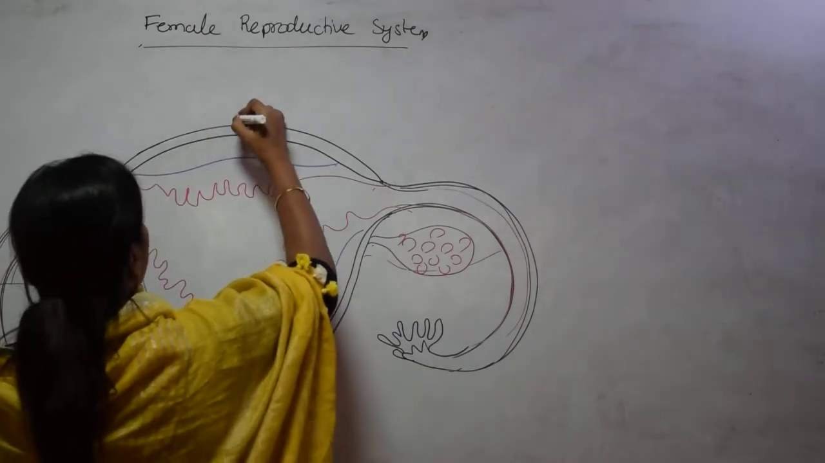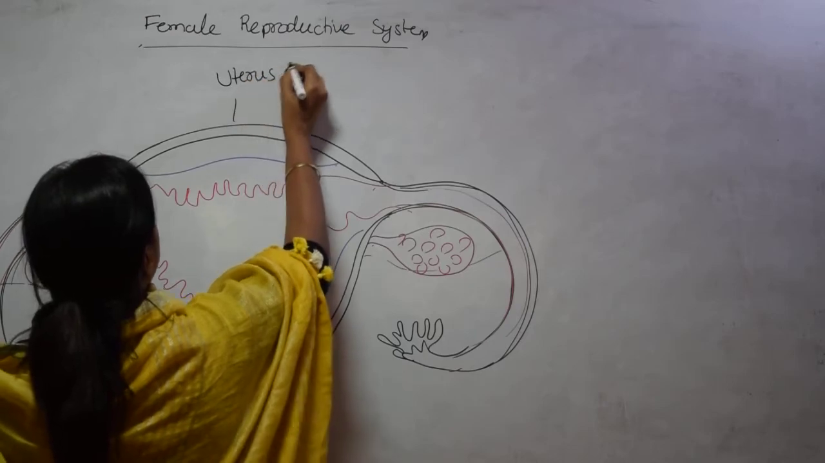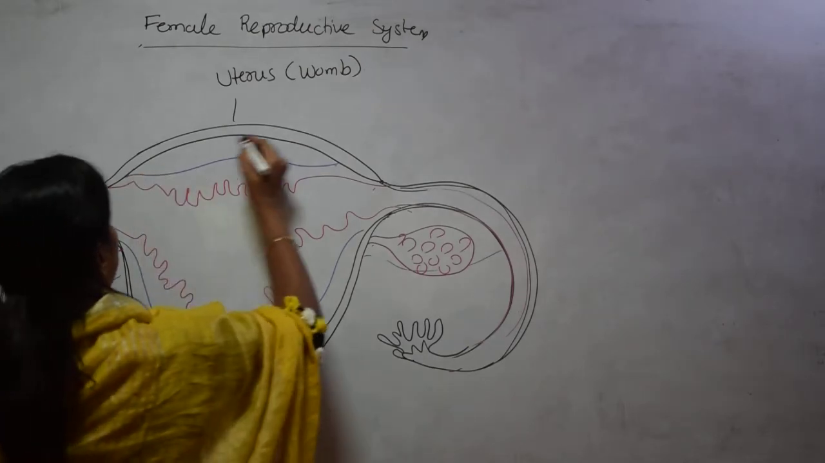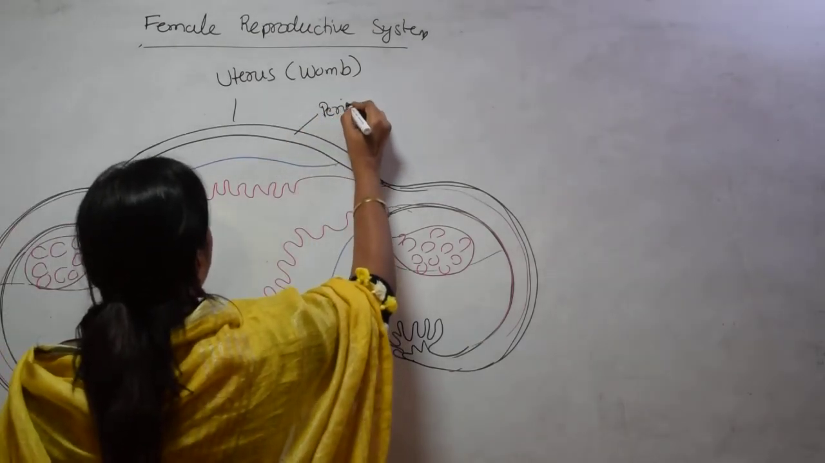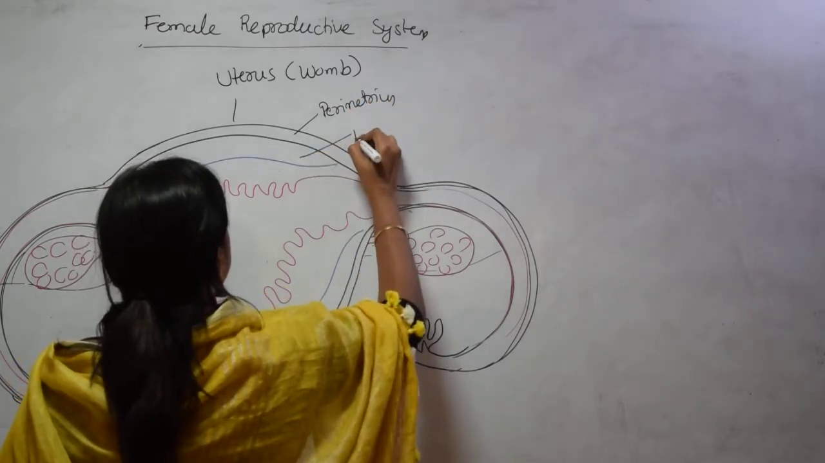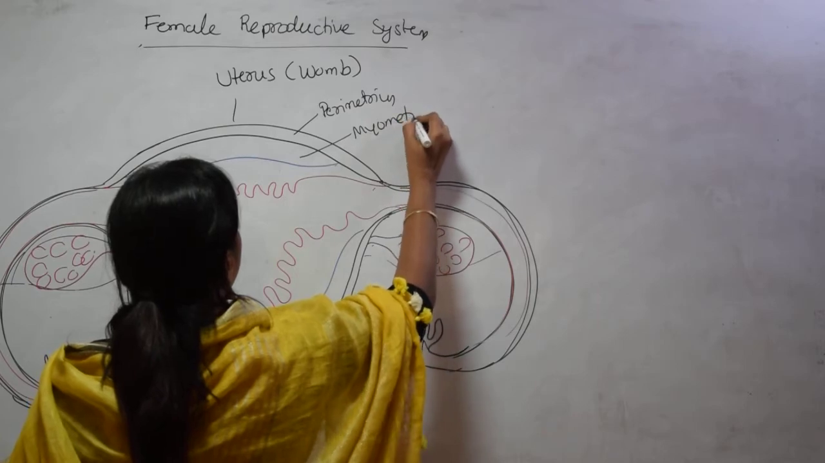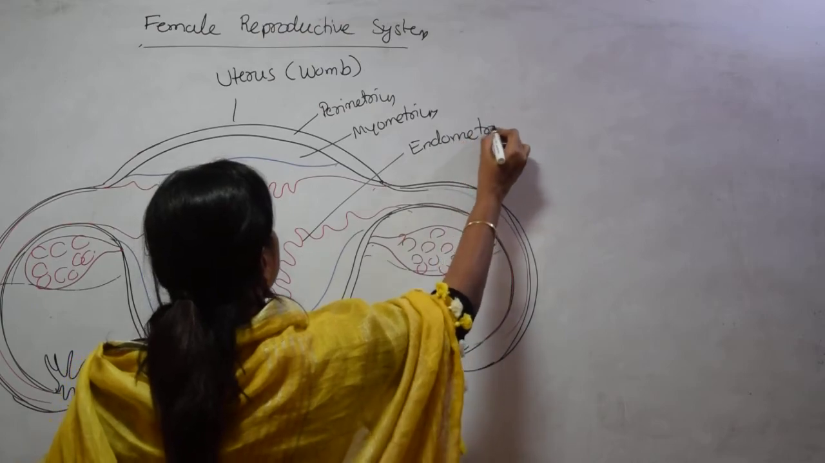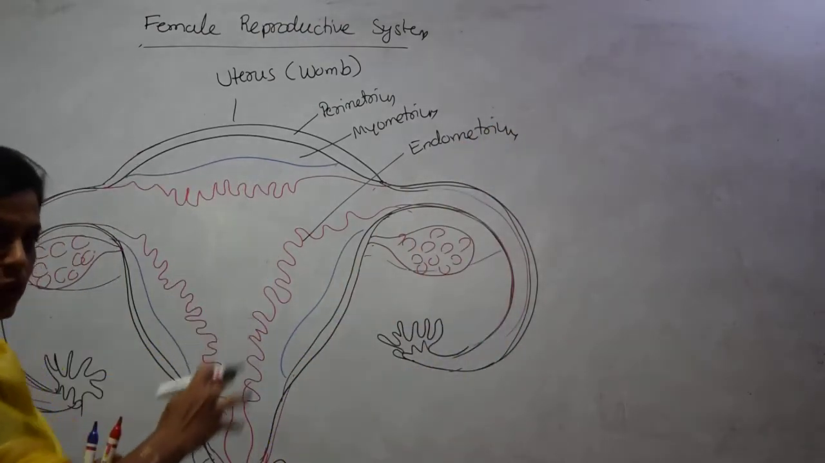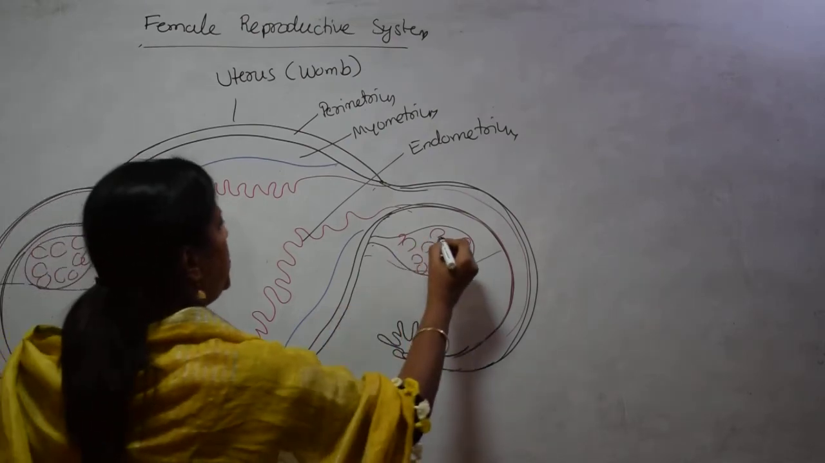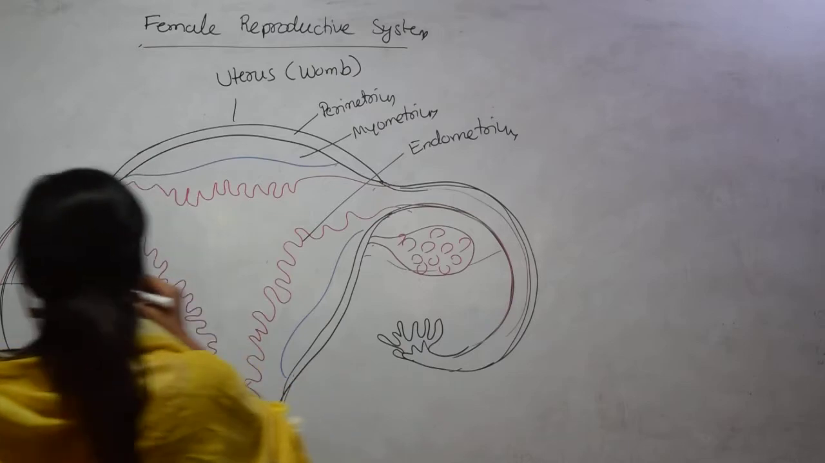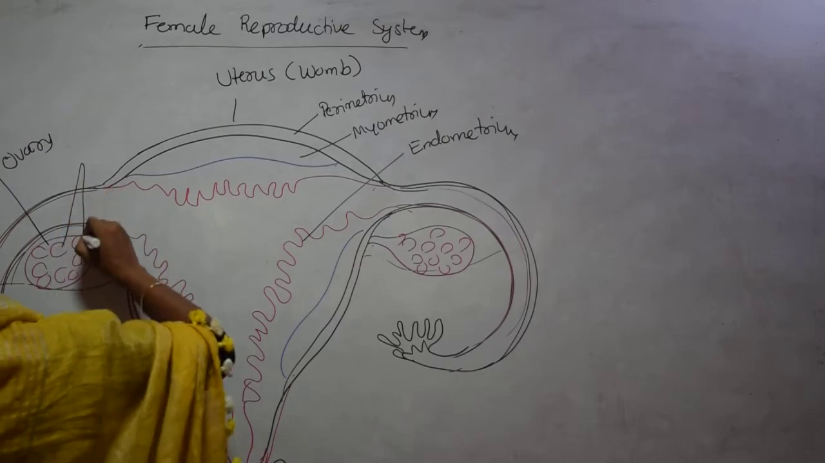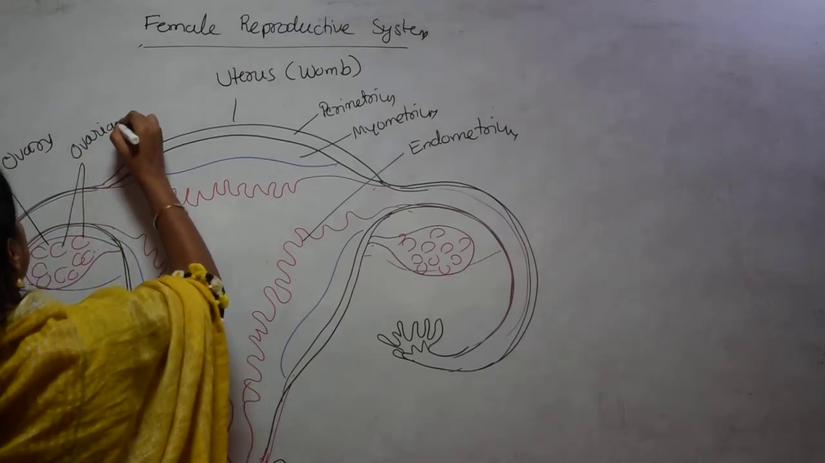The whole thing I have drawn is the uterus. We call this the womb, where the fetus will grow. Then the layers I am drawing: this is the perimetrium, this is the myometrium, this is the endometrium, and this is the area where the fetus will grow. Then this part coming out, here I write, this is the ovary with small outgrowths, called ovarian follicles.